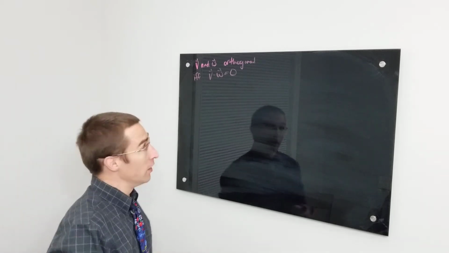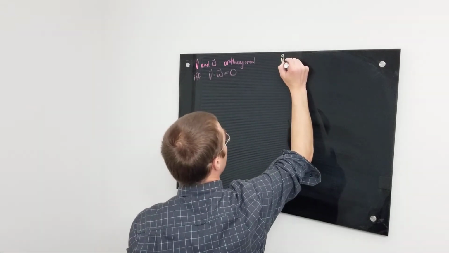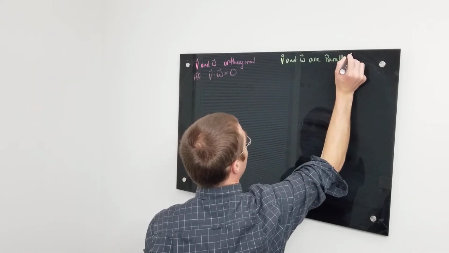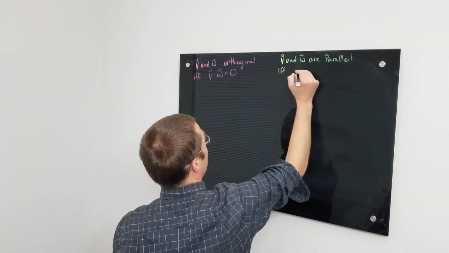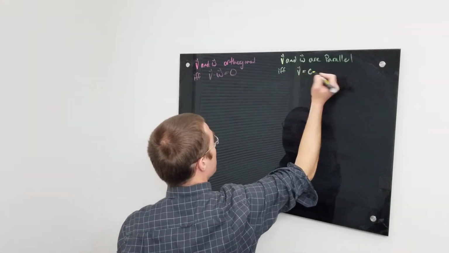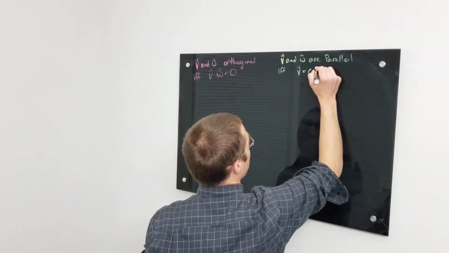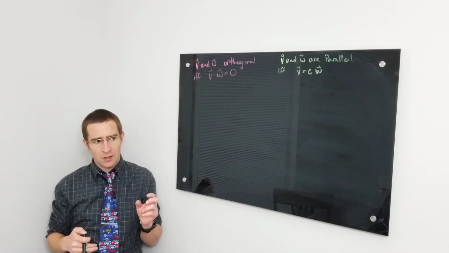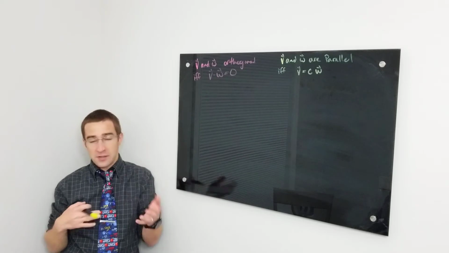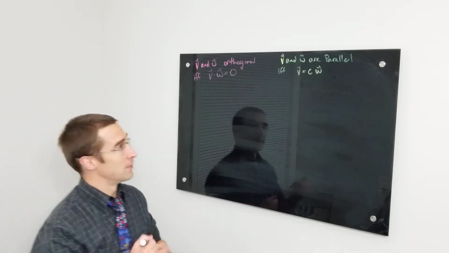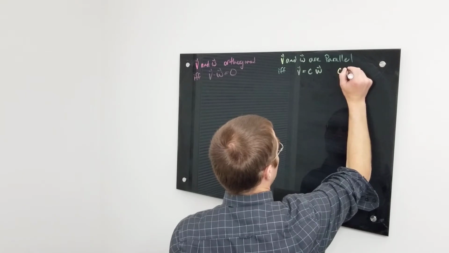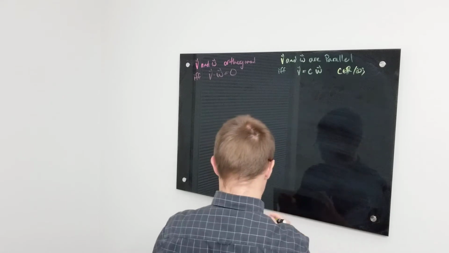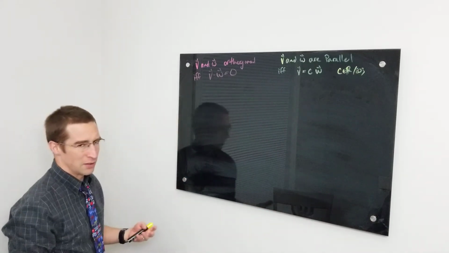Now, parallel. V and W are parallel if and only if vector V equals some constant times W. So their component forms are scalar multiples of each other. It can be positive or negative, just as long as C is some real number that's not 0. We're going to kick out 0. I mean, maybe 0 is parallel to everyone, but let's not worry about that.